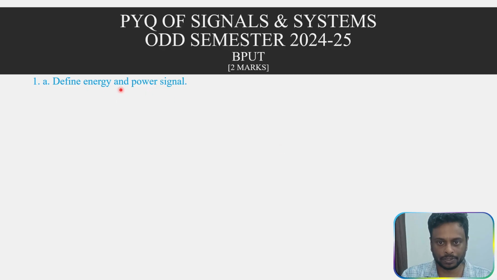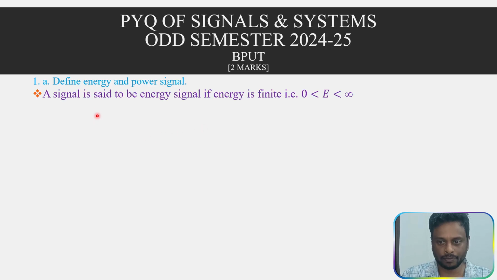Okay. So these are all 2 mark questions. So the first question is, you have to define the energy signal and power signal. Okay. So first of all, we will define what is an energy signal. A signal is said to be an energy signal if the energy is finite. Okay, so it should be finite.